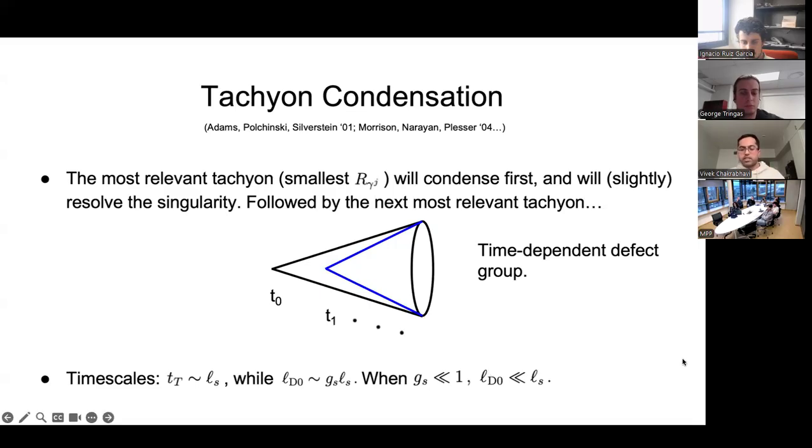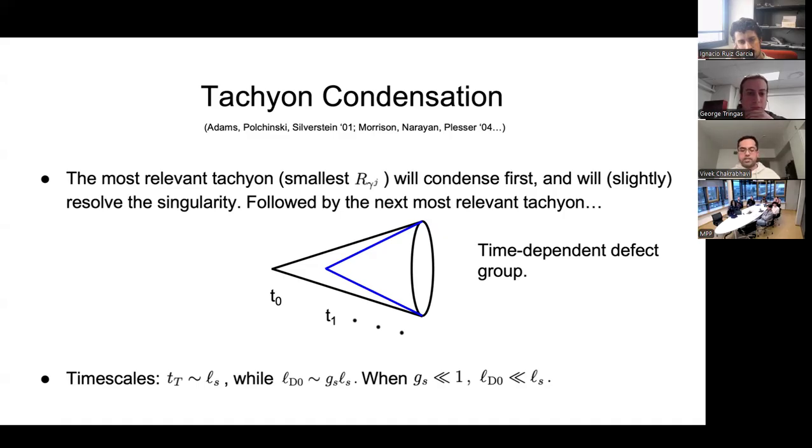All right, with that being said, let's now revisit this issue of the instability in the theory. In particular, there's this process of tachyon condensation. To understand this, we should recall that the worldsheet of the theory is still given by an N=(2,2) sigma model, which means that all of the twisted sector operators are labeled by a U(1) R charge. And in particular, the most relevant tachyon will be that with the smallest U(1) R charge. This will condense first and slightly resolve my orbifold singularity. Let's say it takes some time, T1, to do that. Then the next most relevant tachyon, or the one with the second smallest R charge, will resolve the singularity a little bit more. And this continues on until there are no tachyons left. So the end configuration is either a supersymmetric space or it's a flat space. And so this is giving us a sort of step function approximation for a time-dependent defect group.